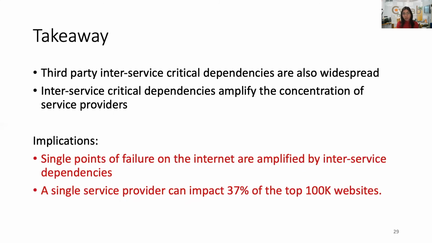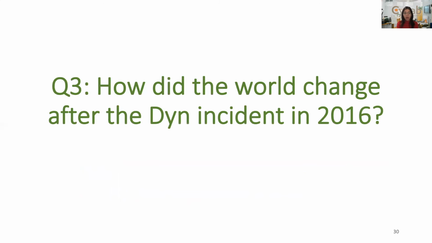Now we see how the world changed after the DYN incident by comparing 2016 dependency data with 2020 data, which brings us to our third question: how did the world change after the DYN incident? Did websites try to reduce their third-party dependency on service providers? Did the concentration among providers decrease?